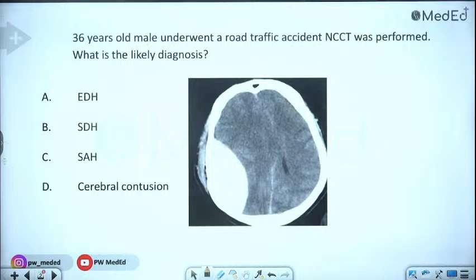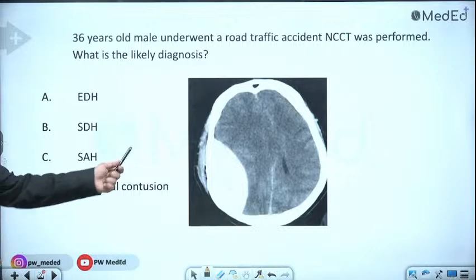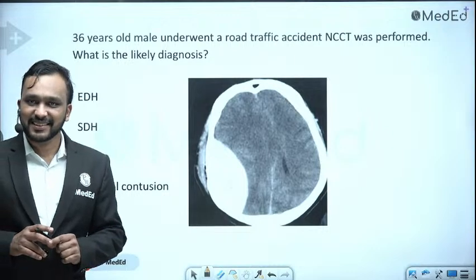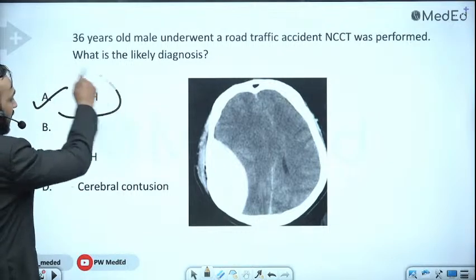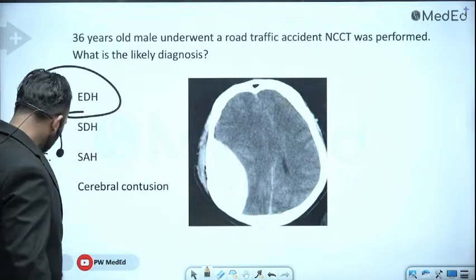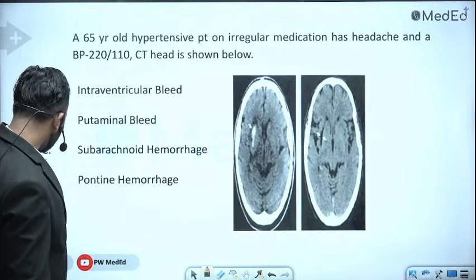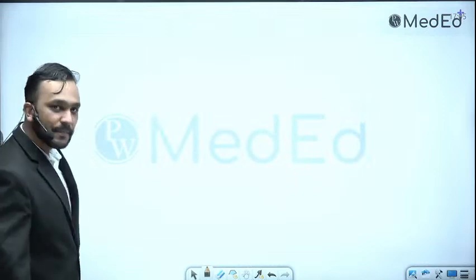36-year-old male underwent a road traffic accident. NCCT head was performed. What is the likely diagnosis? So this question was asked in your recent NEET PG 2023 as well. So the answer is extradural hemorrhage. So let us study the various types of bleed, right?